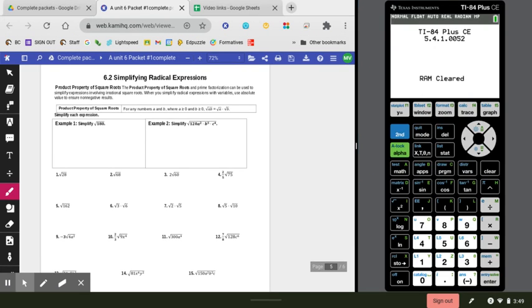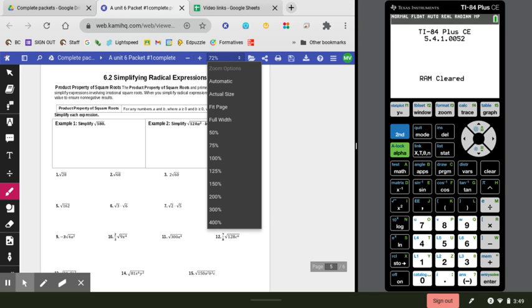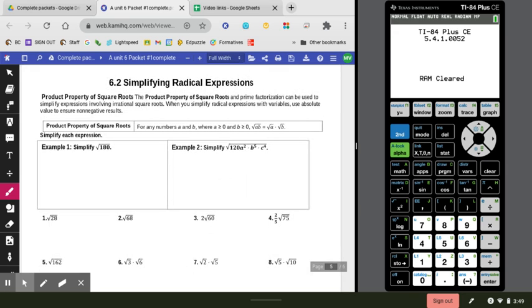Hello, everyone. Today we are going to talk about simplifying radicals. Simplifying radicals is a really important topic because you're going to use this for all future mathematics.